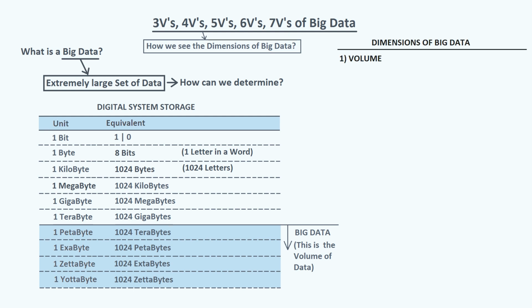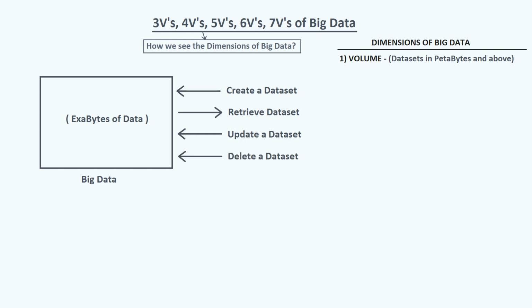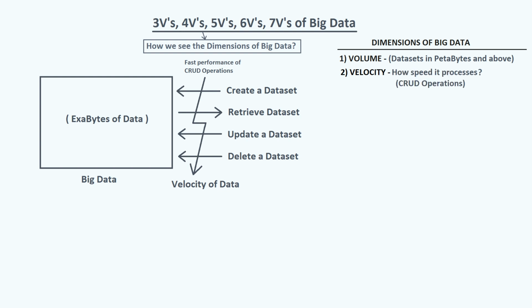Therefore, volume is one of the dimensions to consider a data as big data. Data in petabytes and above in volume is considered as big data. Next, now we have big data in exabytes. When we have a big size of database, we do create, retrieve, update and delete of a dataset. Therefore, fast performance of CRUD operations is required, which we call here the velocity of data. So, velocity is the second dimension where we consider how much speed it processes CRUD operations.